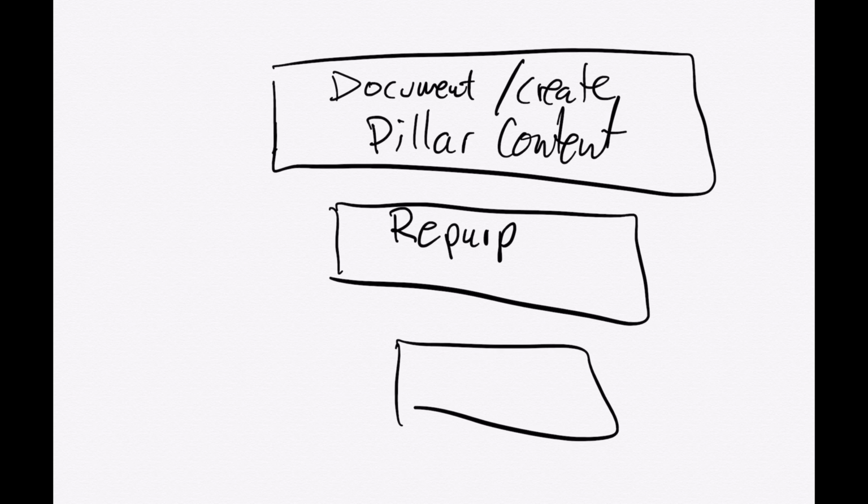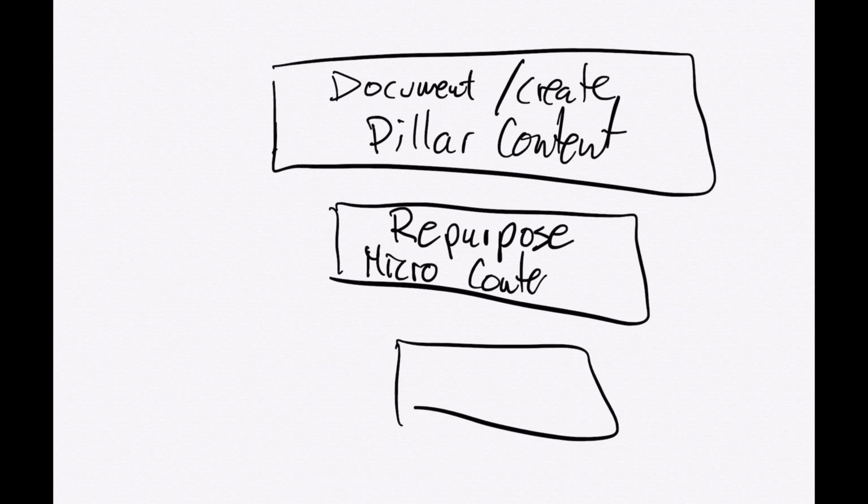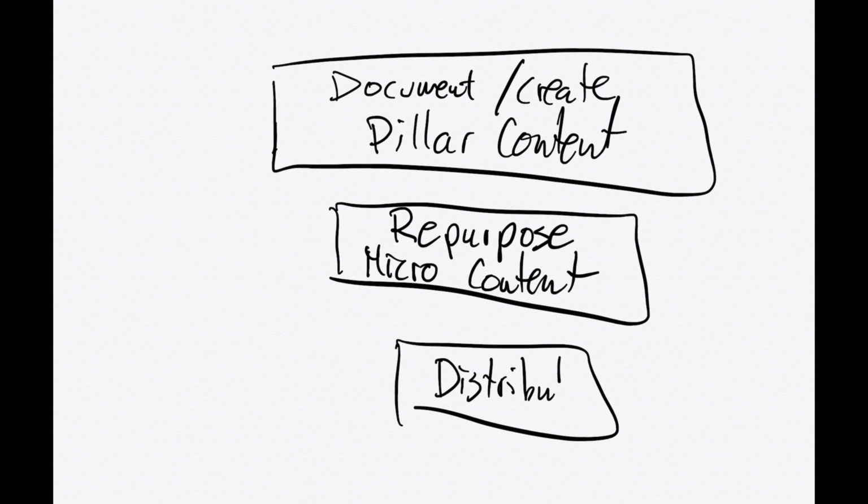Yes, I've got the messiest handwriting in the world. So then what you're going to do is repurpose that content. You're going to repurpose this into micro content. And then the last stage is to distribute that content. Okay, so those are kind of the 3 levels.